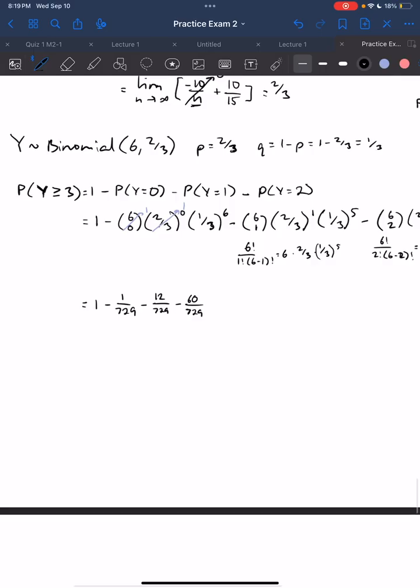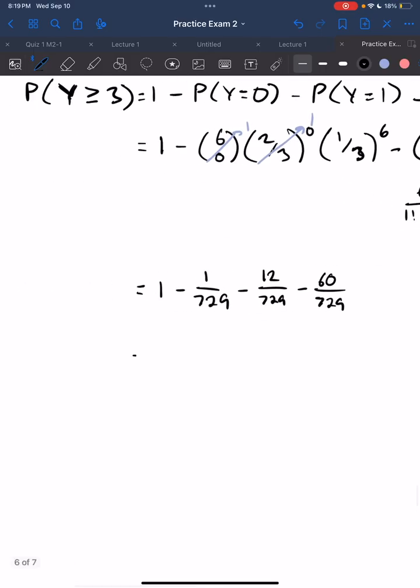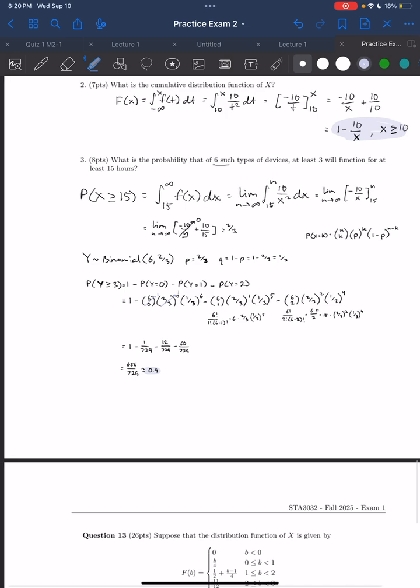Okay, yeah. And then if we do the math here, so we have 729 minus 1 minus 12 minus 60. So that equals 656 over 729, and that is approximately equal to 0.9, and that is our answer.